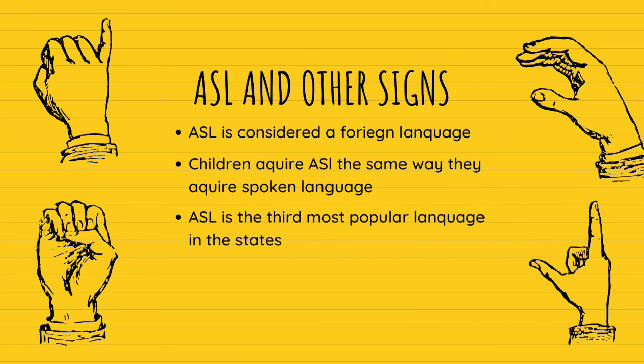ASL and other signs and sign languages. ASL is American Sign Language. It's also considered a foreign language because it comes from France, actually. Children acquire ASL the same way they acquire spoken language. So their parents learn ASL, they teach the child ASL, and that's kind of how they develop signing. ASL is the third most popular language in the United States, English being number one and Spanish being number two.